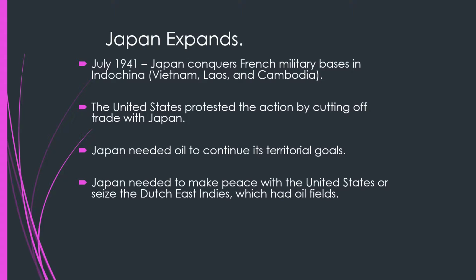Now, the United States protested this action by Japan by cutting off trade with Japan, and Japan knows that it needs oil to continue its territorial goals, so it needs oil from the United States in order to keep expanding. So Japan either needed to make peace with the United States or seize the Dutch East Indies, which also had oil fields.